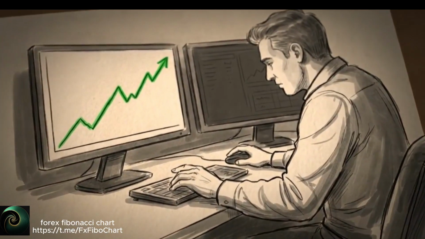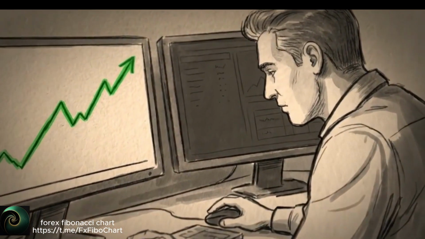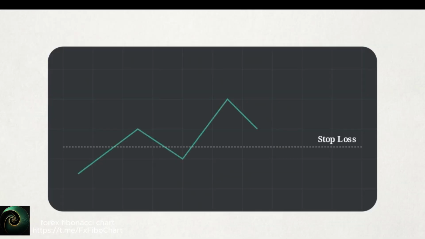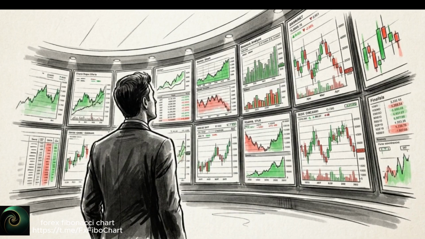You set up the perfect trade, your analysis is spot on, but right before the market moves, price spikes, clips your stop loss, and then immediately reverses exactly the way you predicted. These spikes are deliberate liquidity sweeps executed by large institutional players.